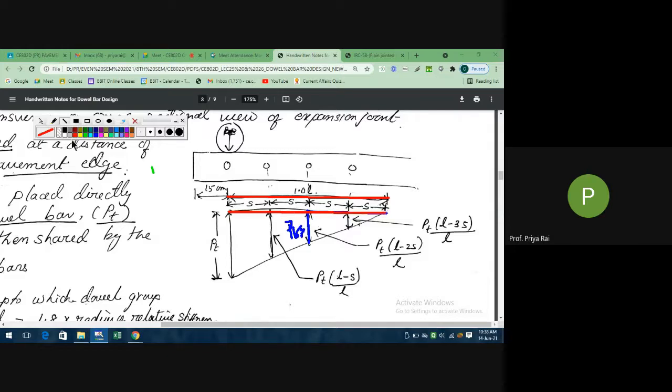Now tell me what is this blue color length then? This one. What is this length? Blue color. How much is this length? If total length is L and individual distance is S, then what is this distance, blue color length?